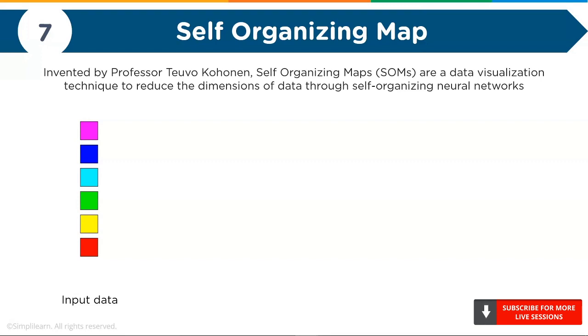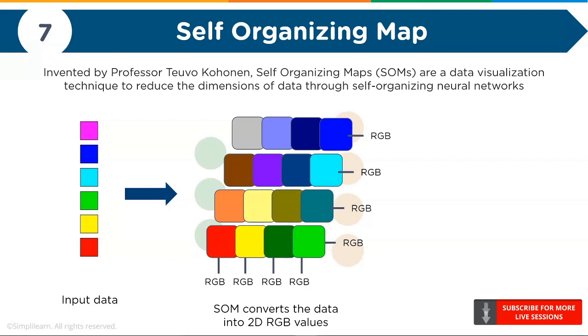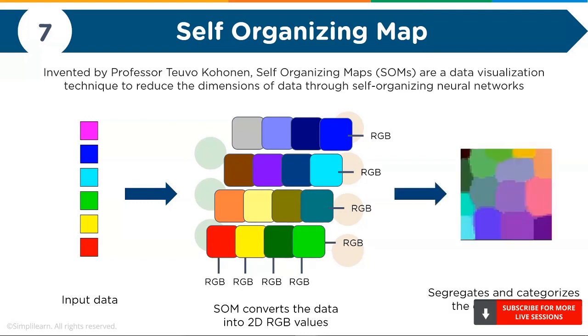Below, you can see there is an input vector of different colors. This data is fed to a SOM network. Self-organizing maps then convert the data into 2D RGB values, and finally it segregates and categorizes the different colors. So you can see the green color is on the top left corner while the purple colors are to the bottom right.